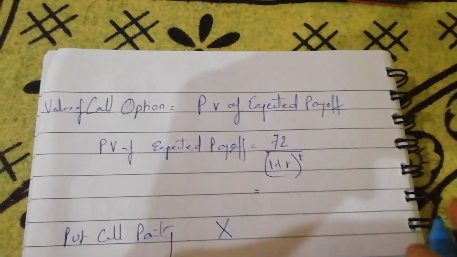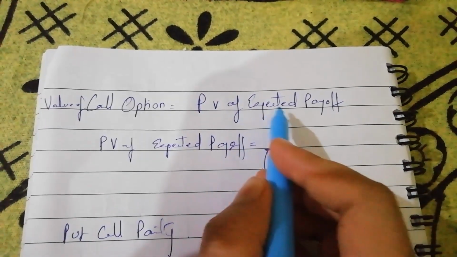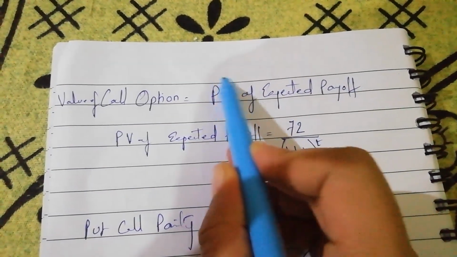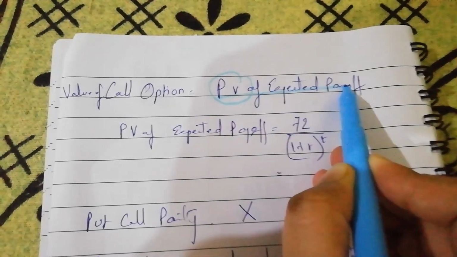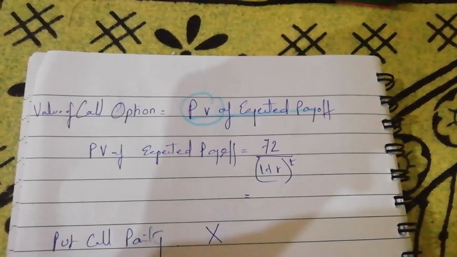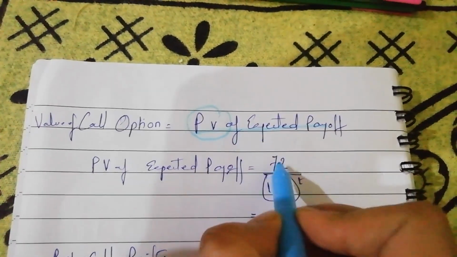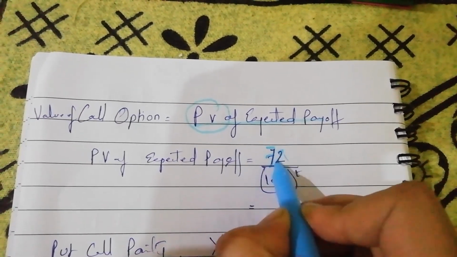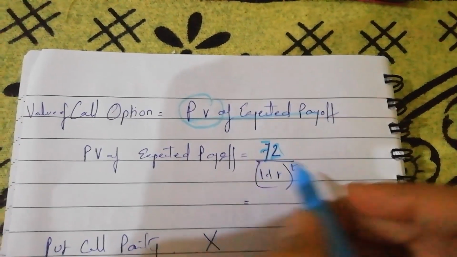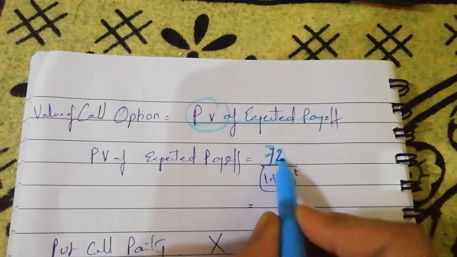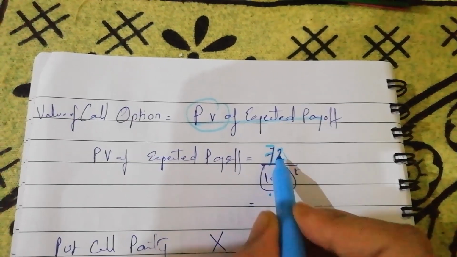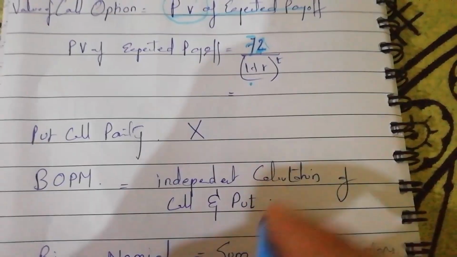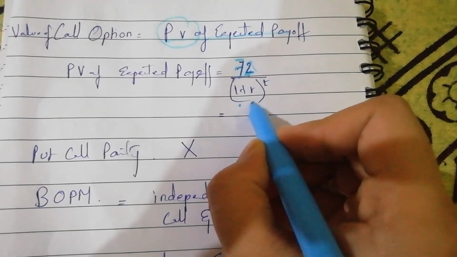Now what we have calculated was only the expected payoff, but the value of the call option should be the present value of the expected payoff. From what we know, rupees 72 is what we can earn in the future from this call option. So what we have to pay today is the present value of this benefit. So now what we've got is the present value.